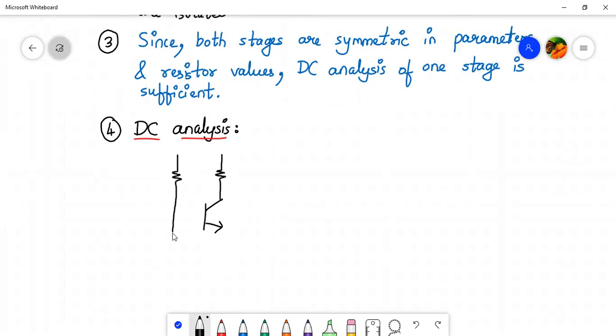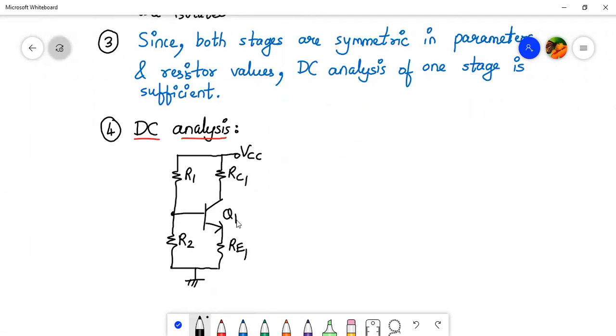So here we have R1, R2, RC1. The supply voltage is VCC, and we have R1, R2. This is ground. This is RE1, and this is RC1, and this is Q1. We have to find the Q point for this. First of all, we have to find the value of VTH. What is VTH? VTH is R2 divided by R1 plus R2, times VCC.